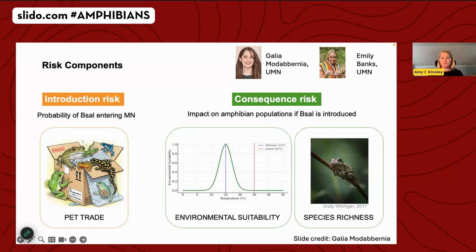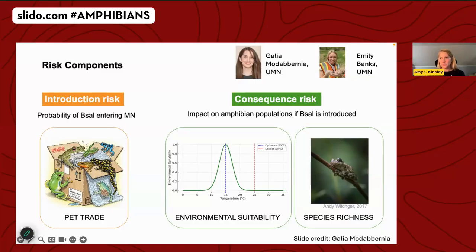So the second component that we looked at is the consequence risk. So what are the ecological impacts if BSAL were introduced? We really looked at that through a couple of components. The first was the environmental suitability. We included that because the pathogen shows certain temperature conditions that it prefers to grow in. And then the second we looked at was species richness. And that was our way of measuring susceptible amphibian species and where they exist across the state, thinking about those consequences if the pathogen were introduced into their habitat.